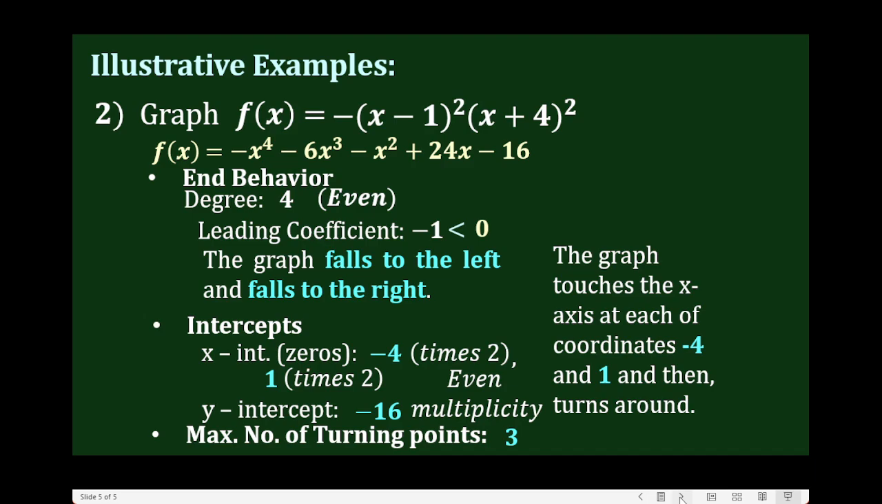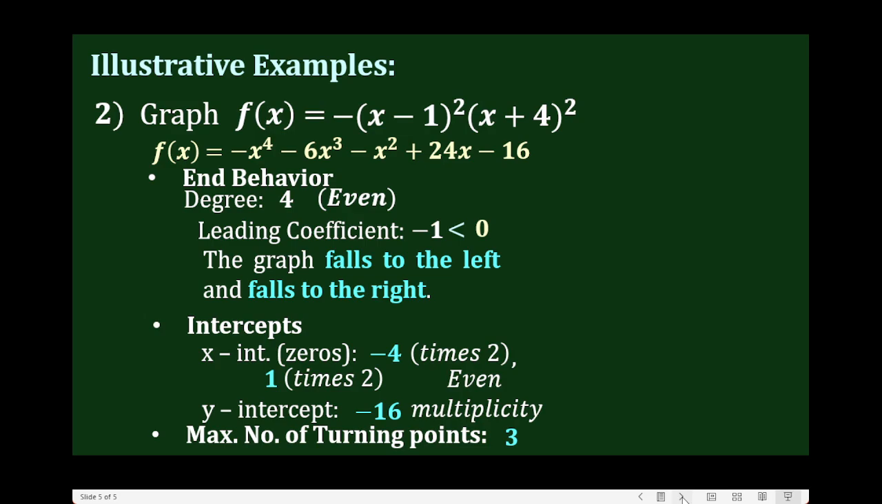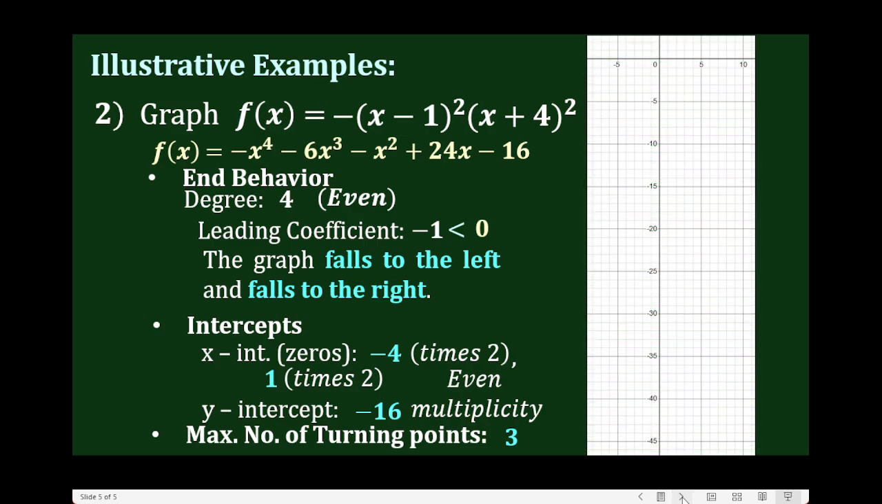And with those things that we have determined, the end behavior, the intercepts, and the turning points, we can now sketch or trace the graph. First thing we need to do is plot those points based on the determined intercepts. So here, this is -4. Then we have +1 here, this one. And then -16, that is below the x-axis, which is somewhere here, okay?